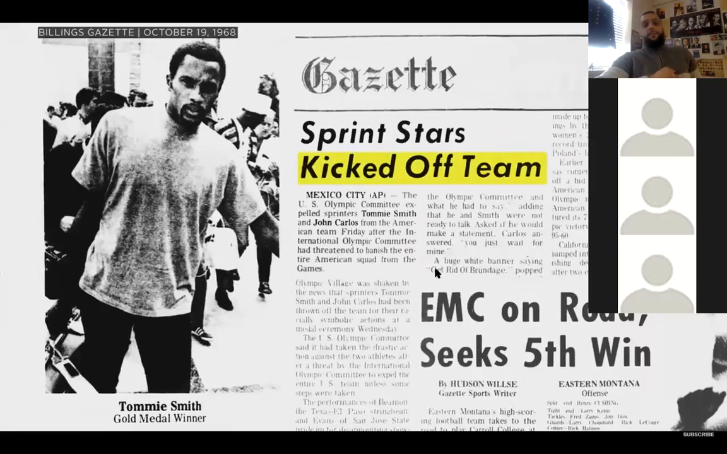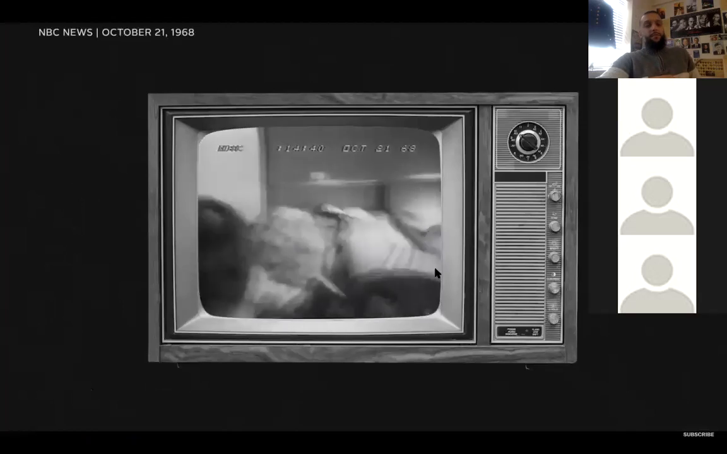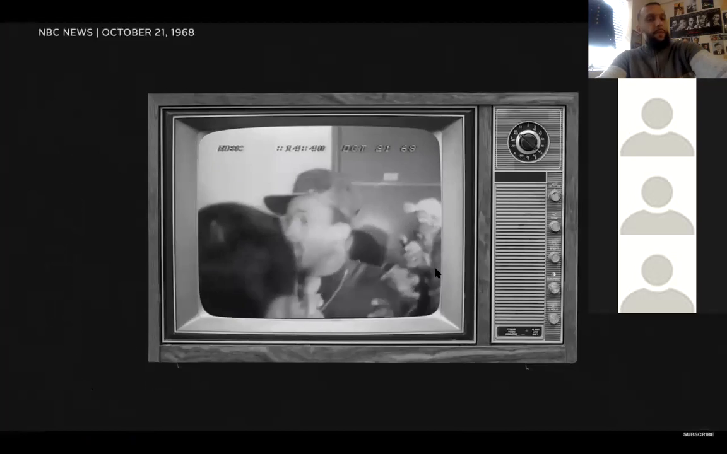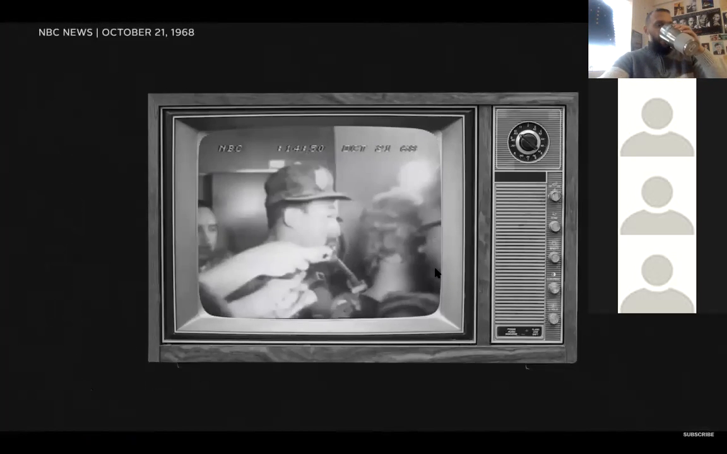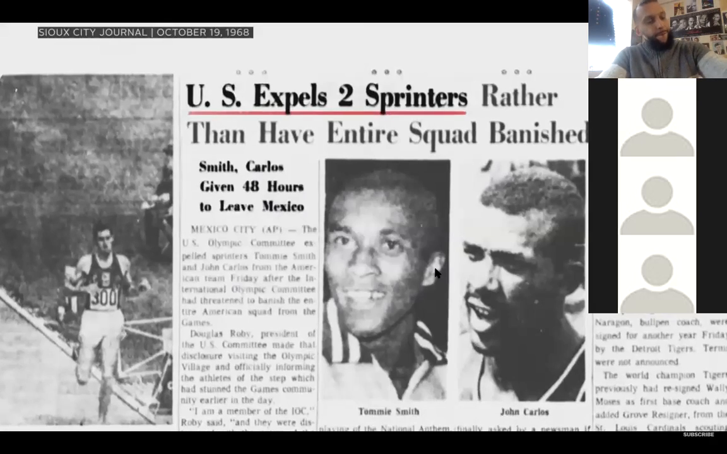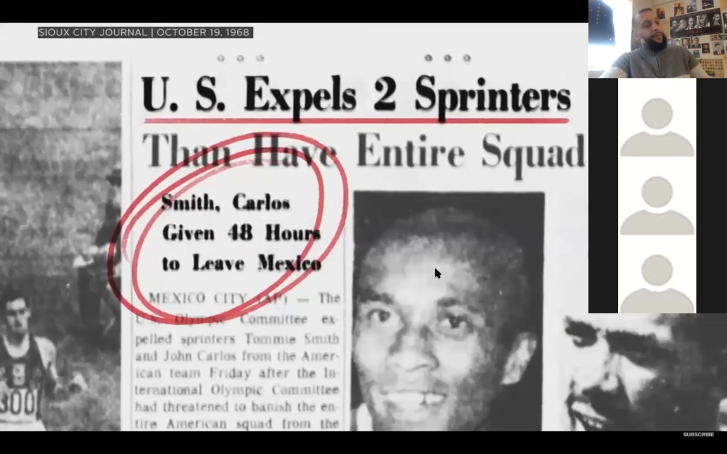It ended Smith and Carlos's Olympics. When the International Olympic Committee suspended them Friday, their credentials were taken away and they were told they could not stay in Mexico. They were dropped from the U.S. Olympic team and given 48 hours to leave Mexico.